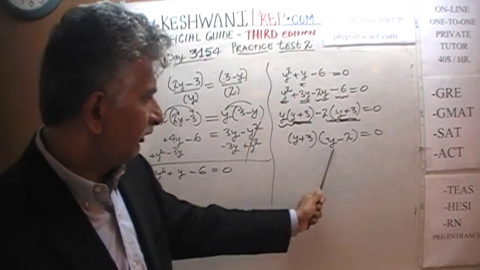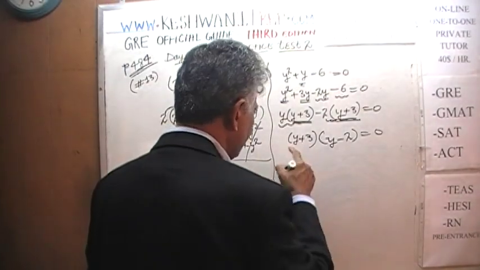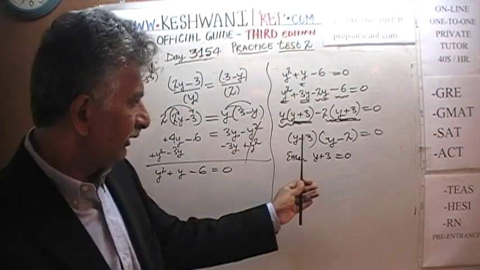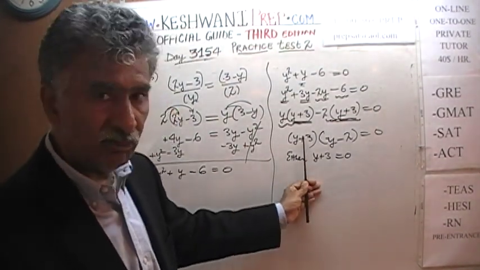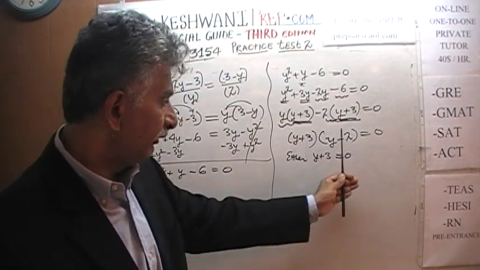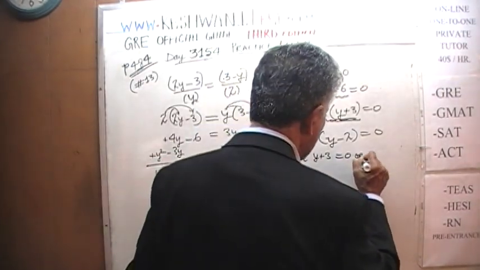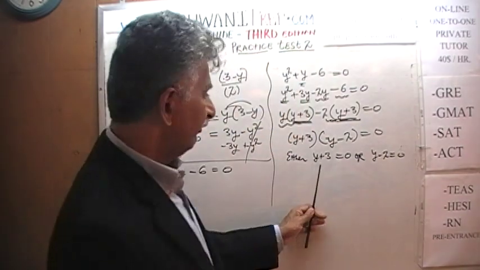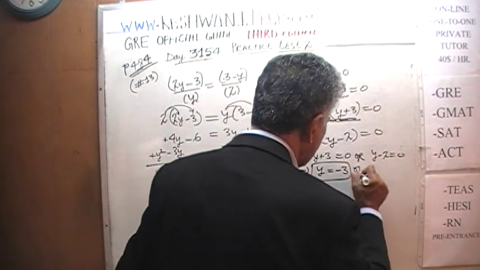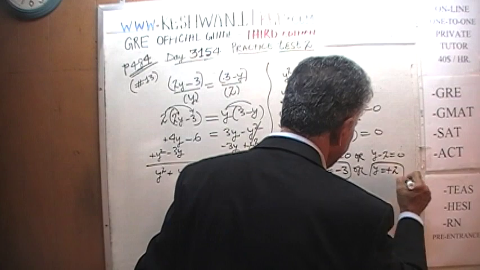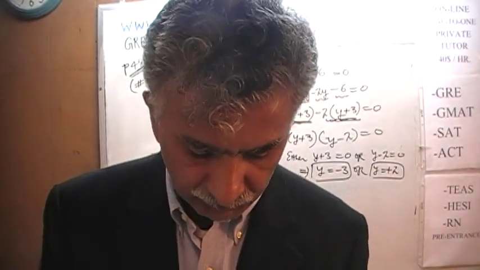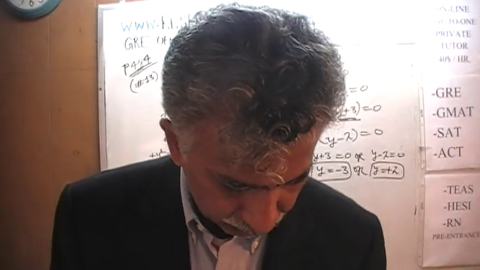Now, since the product of these two quantities is equal to 0, either y plus 3 has to equal 0. Obviously, if the product of two quantities is 0, then either this quantity is 0 or that quantity is 0, or perhaps they are both 0. Either this is 0 or y minus 2 is equal to 0. If y plus 3 is equal to 0, that in turn implies that y has to be negative 3, or y has to be positive 2. We have two solutions, of course, because it was a quadratic equation, a second degree equation. The exponent was 2.